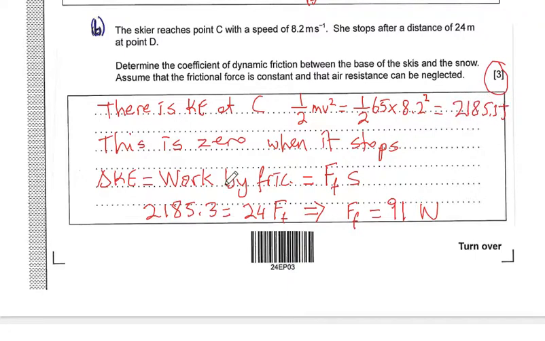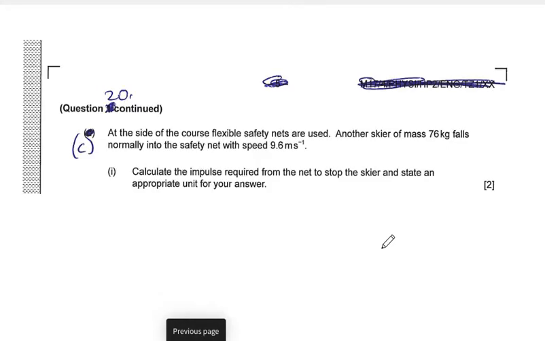We know work is calculated by force times the displacement. So all I do is use that amount of energy which is used up by friction, equal to the distance traveled times the force of friction. Dividing that number by 24 gives me the force of friction as 91 newtons.